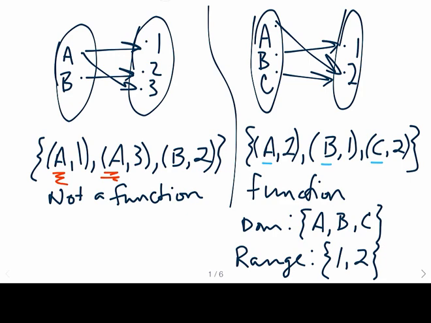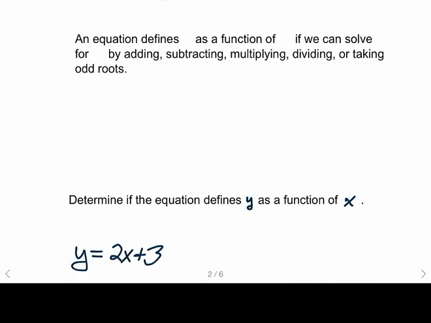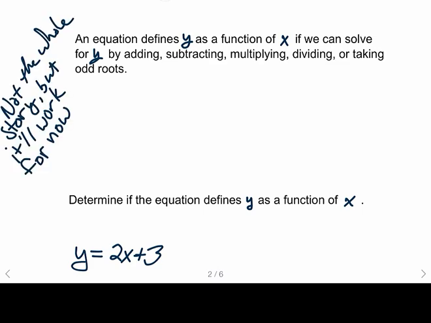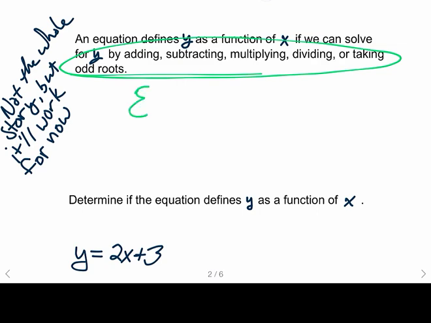Well, for much of our work, we're going to be dealing with equations. And so let's look at this description. An equation defines y as a function of x if we can solve for y by adding, subtracting, multiplying, dividing, or taking odd roots. Now let me be the first to tell you that this is not the whole story, but it's going to work for now. When we say by adding, subtracting, multiplying, dividing, or taking odd roots, that's what we're going to refer to as easily. If we can easily solve for y, then we're going to see this is a function. Again, the fuller story comes down the road.